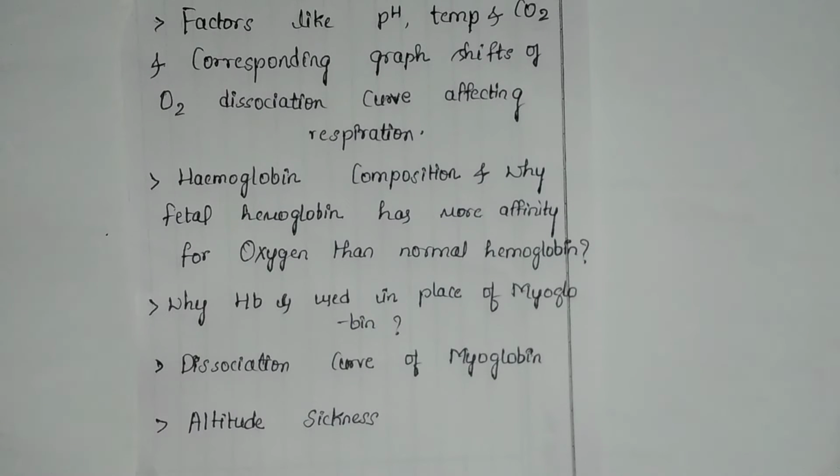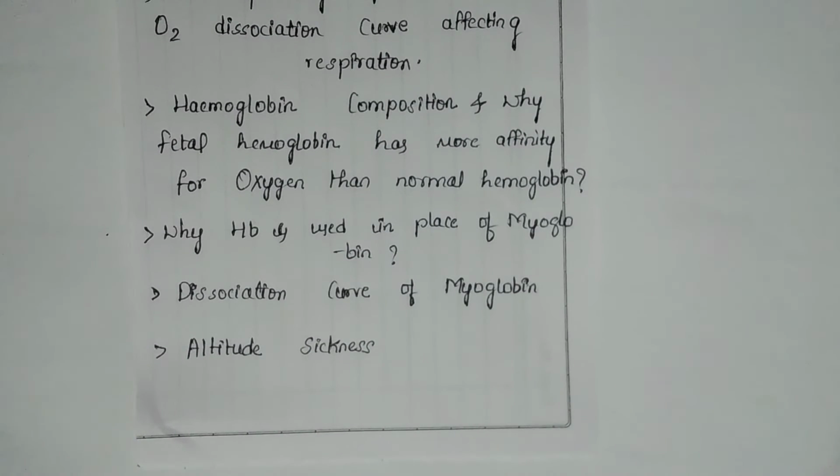Why Hb is used in place of myoglobin, and dissociation curve of myoglobin, and altitude sickness. In simple words, NCERT has given about altitude sickness, but we will learn in a detailed concept. Next lesson, body fluids and circulation.